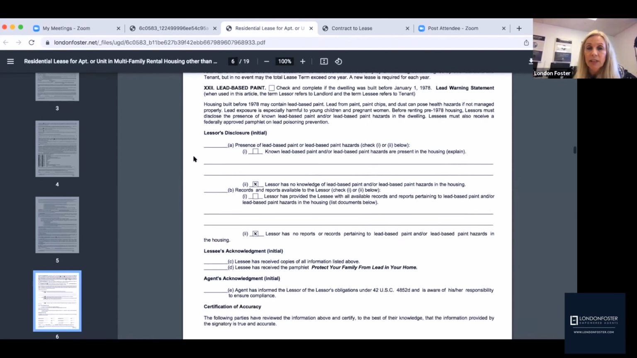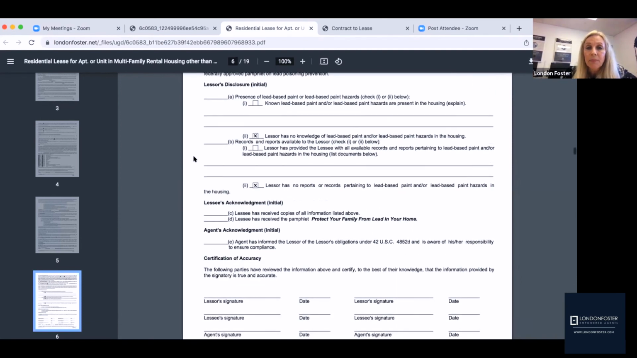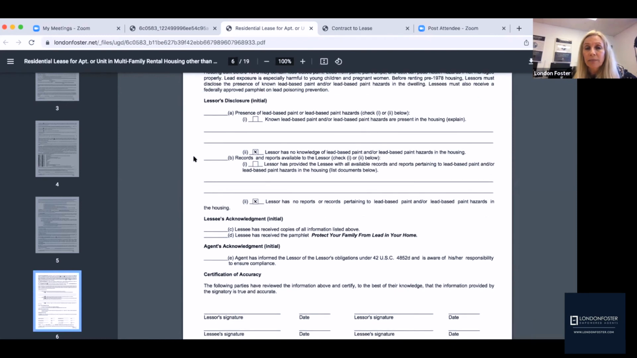1978, they have to fill this out. The lessor is the owner. So they have to tell if they know. Most people don't know. So generally, I check that the lessor, the owner or landlord, has no knowledge of lead-based paint, and they have to initial right here beside the B. Okay, so that's that part.